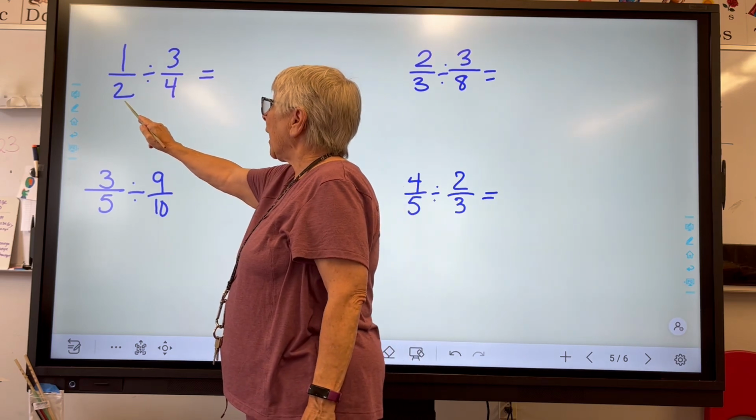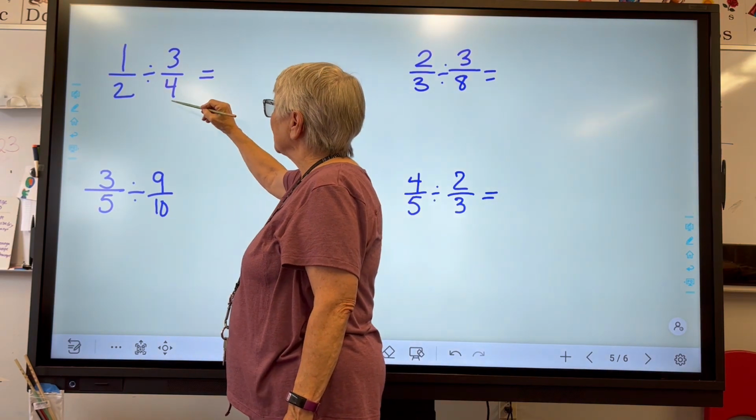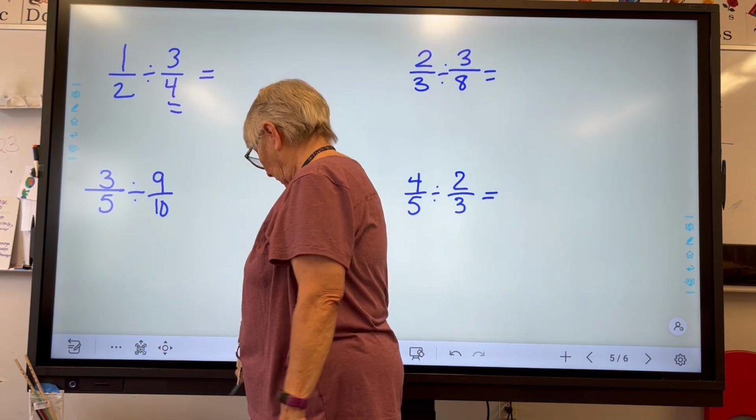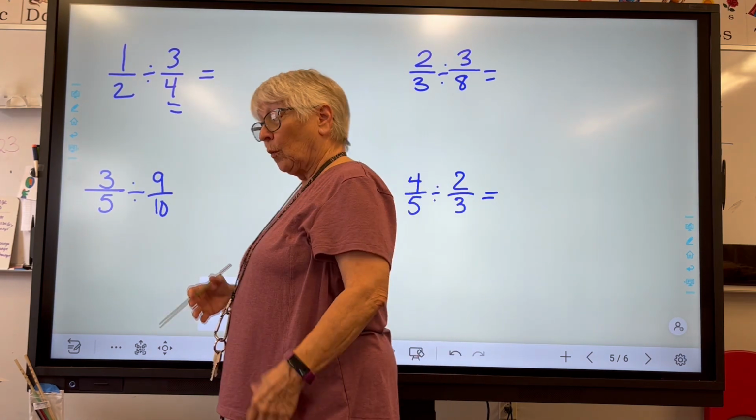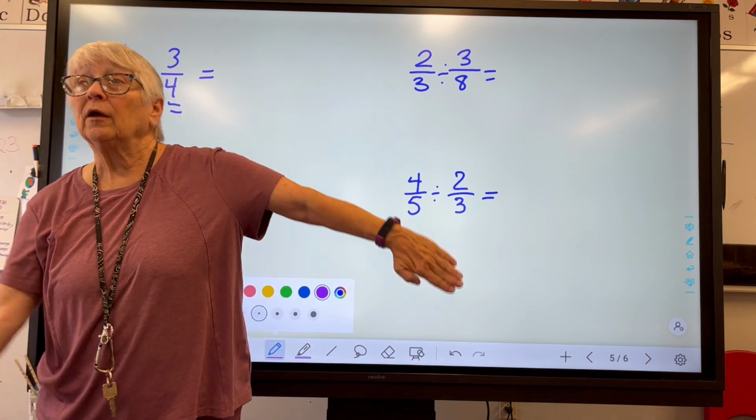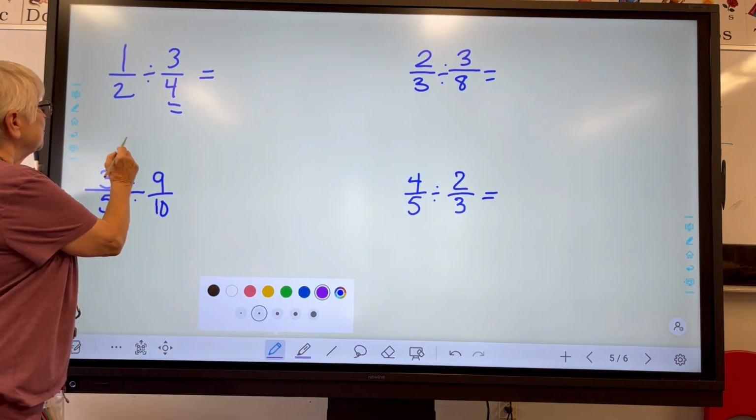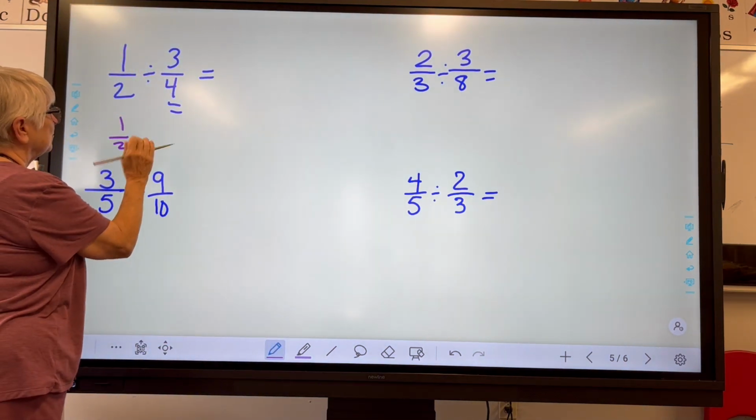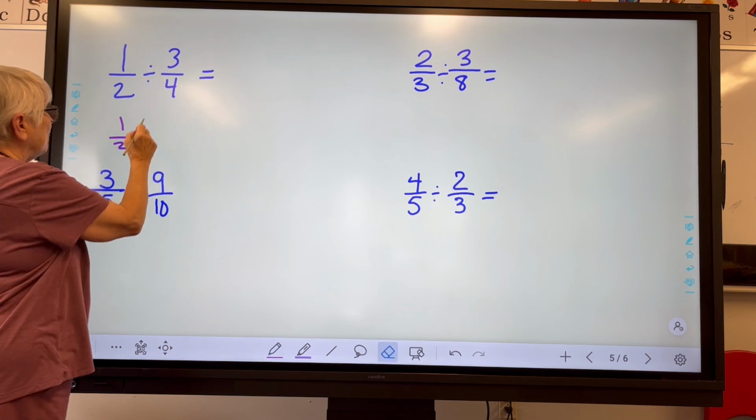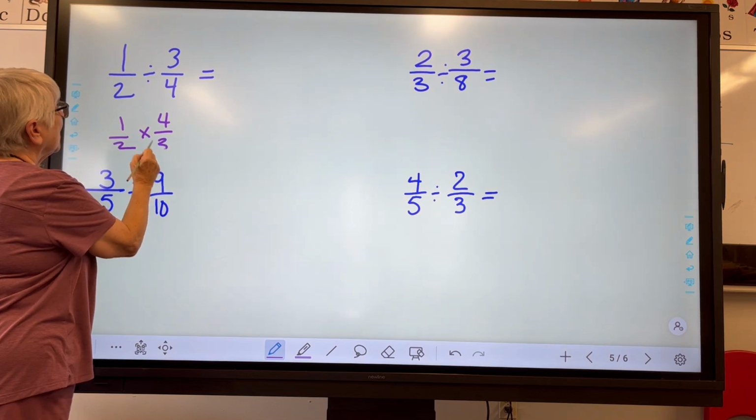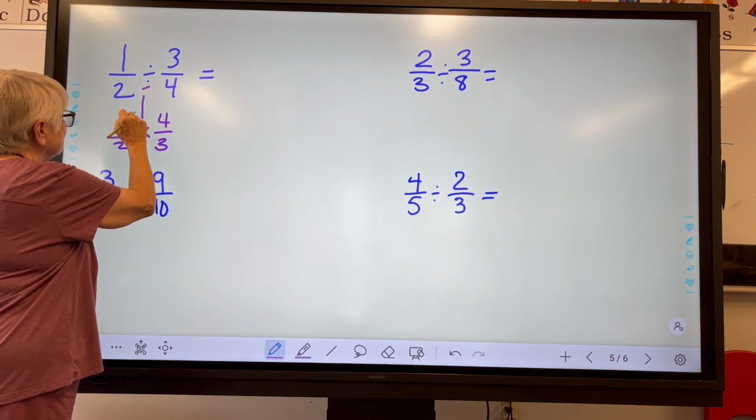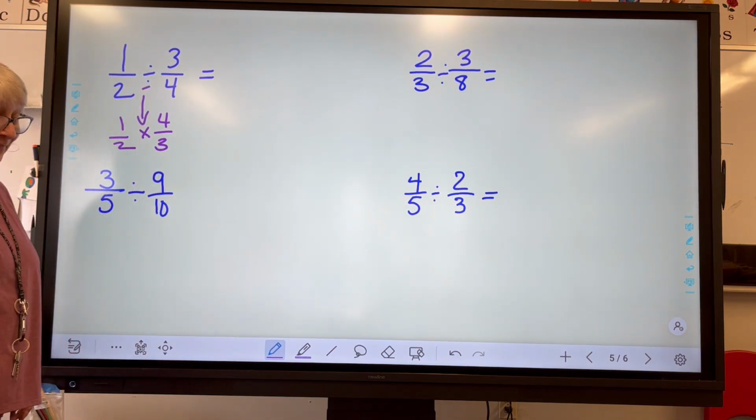We have 1/2 divided by 3/4. The second one is the one that we invert. We flip it. So the 1/2 stays the same, but the 3/4 turns into 4/3, and the division sign turns into multiplication.